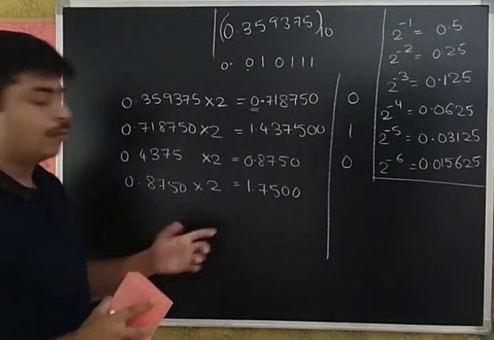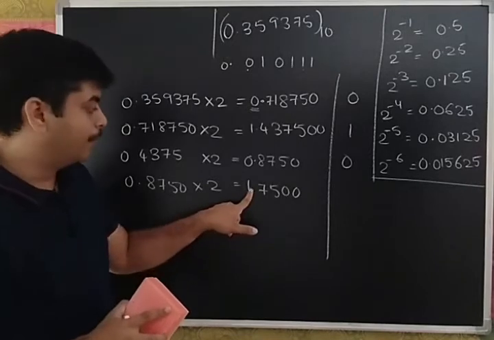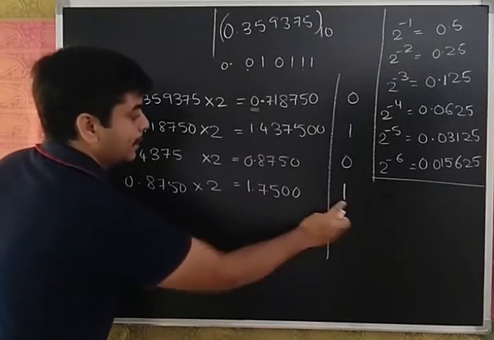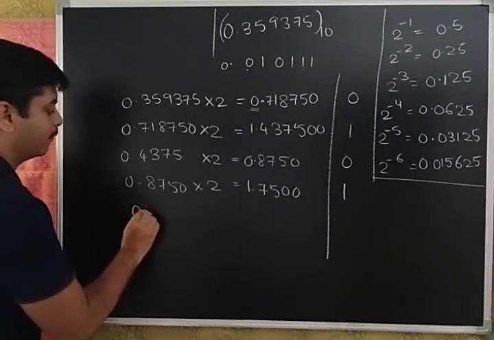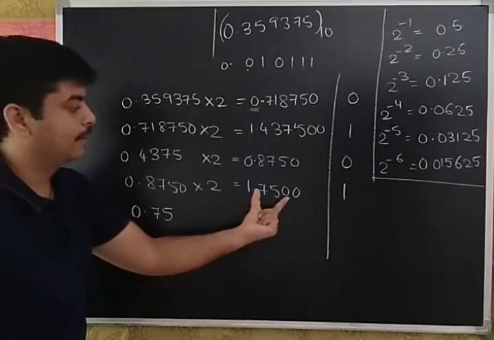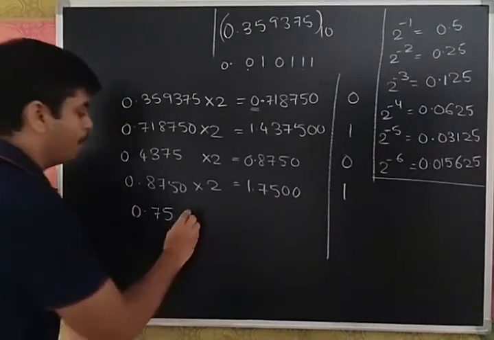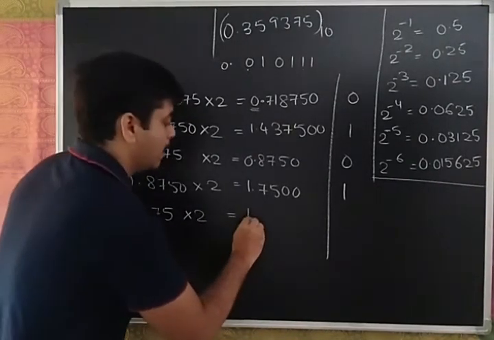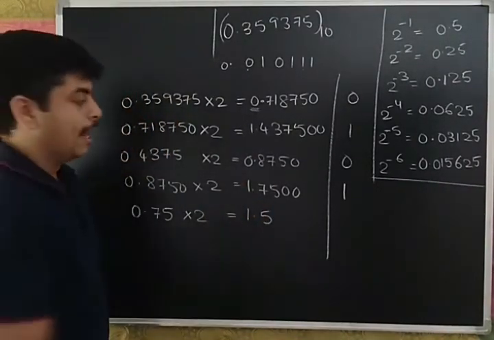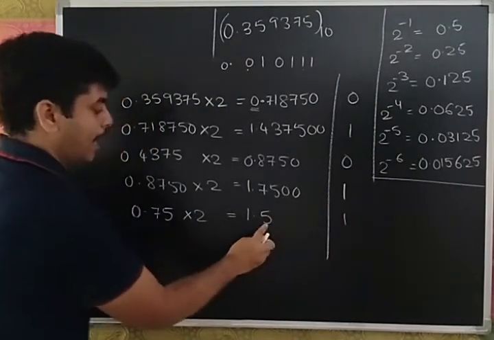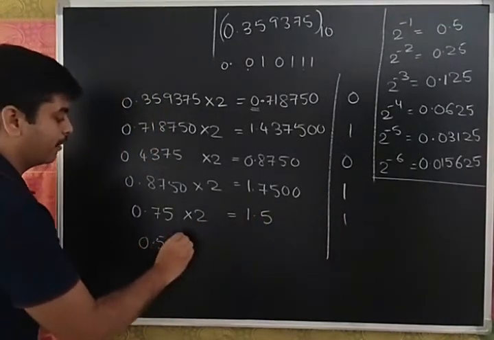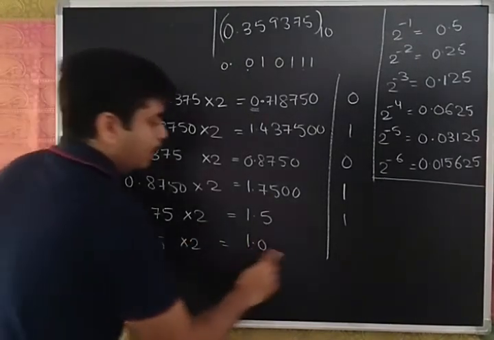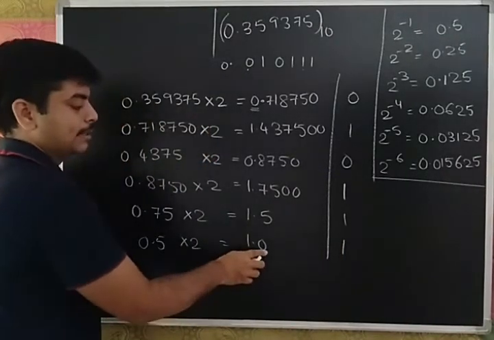So what is the number now before the decimal? Before that point, it is actually 1. This 1 will go here, and this 7500, that is 0.75, the fractional part. Write this fractional part again here and multiply with 2. 0.75 into 2 is 1.5. Write that 1 here, and this 0.5 here. 0.5 into 2, you will get 1.0. That's exactly 1. Write 1 here, and as this number is 0, you can stop here.